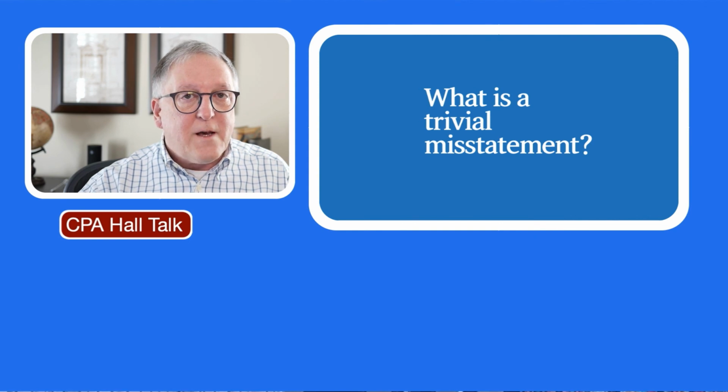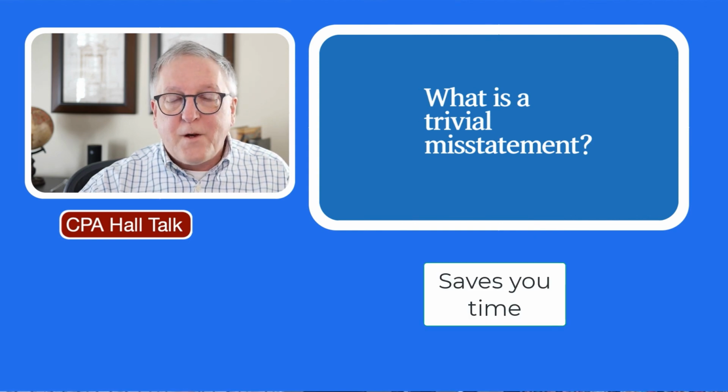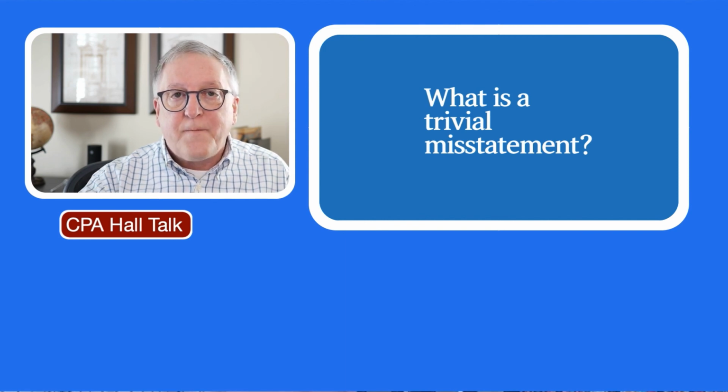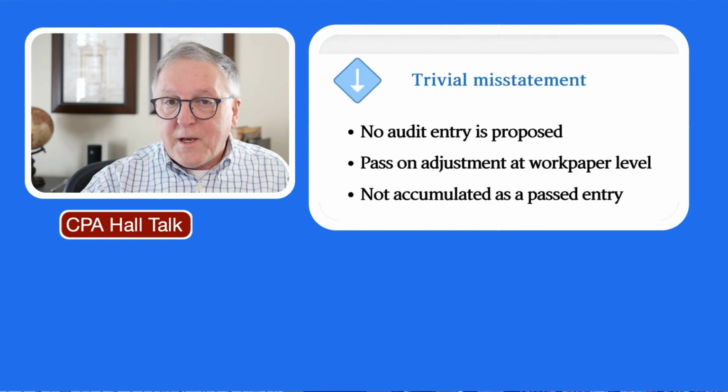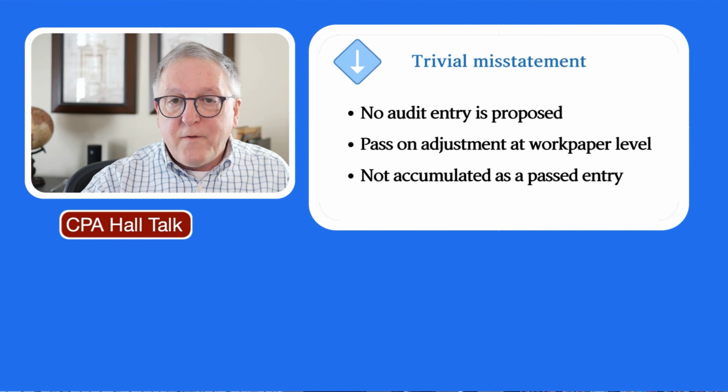So how does that help? Well, obviously it saves you time because you're not having to propose an audit adjustment and then have a discussion with your client about that adjustment. We see on this slide for trivial misstatements, there's no audit entry, and we pass on the adjustment at the work paper level, and then they're not accumulated as a past entry.